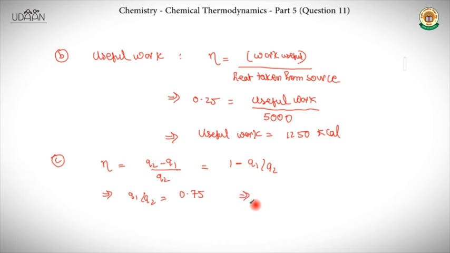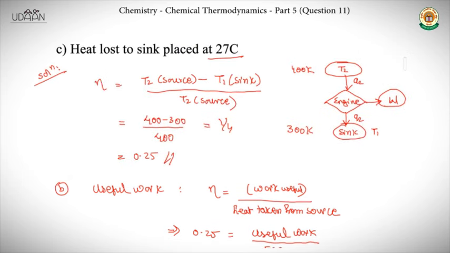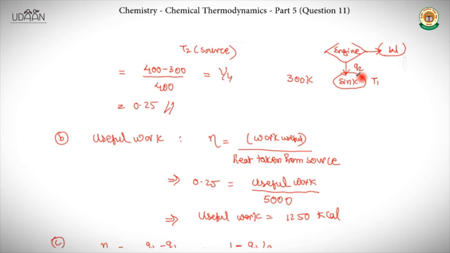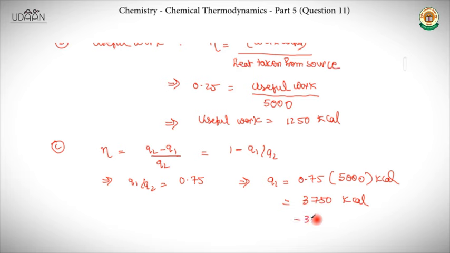So Q1 equals 0.75 into Q2, which is 5000 kilocalories. So Q1 becomes 3750 kilocalories. They asked us to find heat lost. So this is heat going out of the system. Here our system is this engine. So this one will be minus 3750 kilocalories. This is heat lost to the sink.